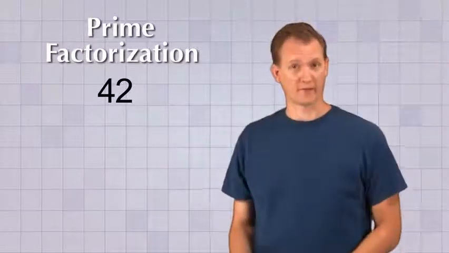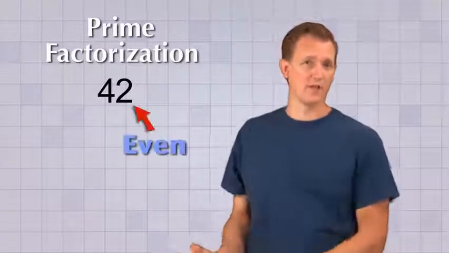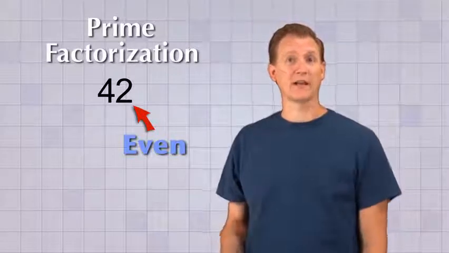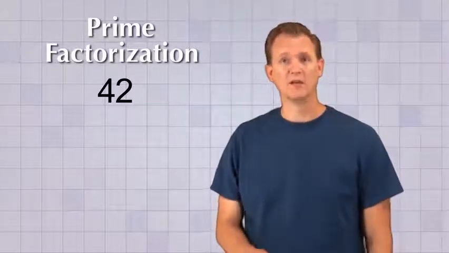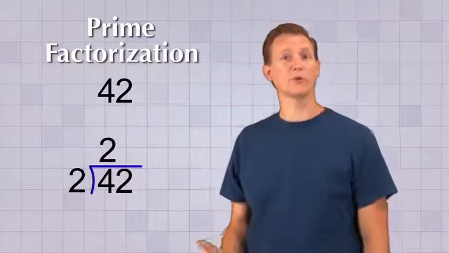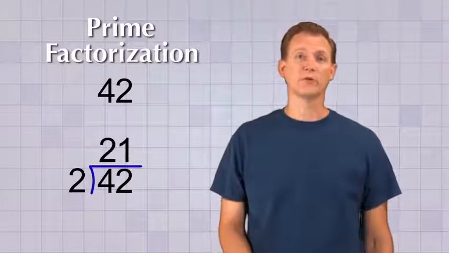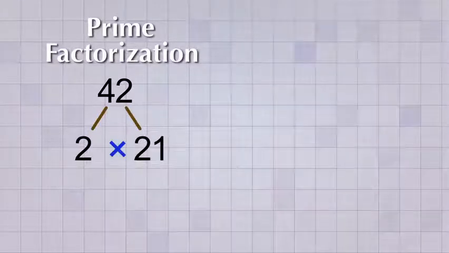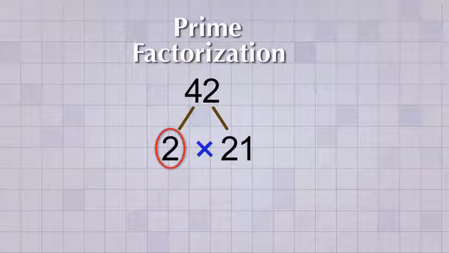Well, for the first step of our factoring, I see that 42 is an even number, so that means that we can divide it by 2 to get our first two factors. So 42 divided by 2 equals 21. So we can factor 42 into 2 times 21. Okay, 2 is prime, so we can't factor it anymore.